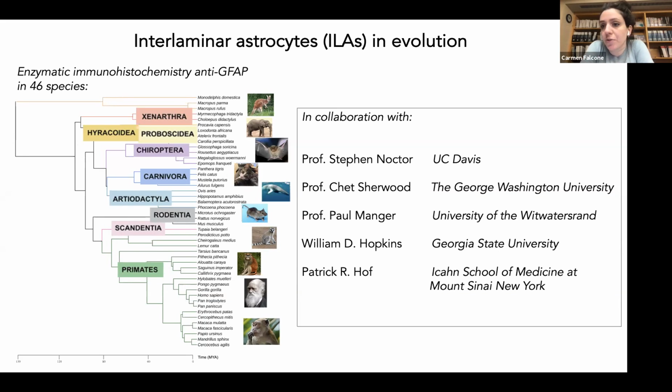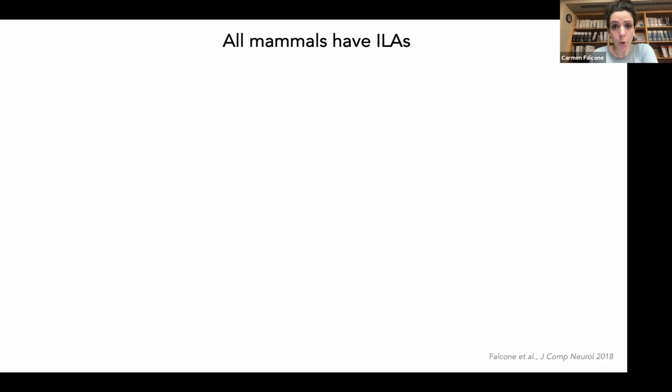So what we did was a very simple thing. We stained sections from comparable anatomical regions with anti-GFAP, which was the protein that we knew they expressed, and then we went to look in layer 1 to see if we could find them and if we could see these long interlaminar processes. What we found at the beginning was pretty astonishing: all the mammals actually have a certain type of interlaminar astrocytes. So there is always something that resembles interlaminar astrocytes in layer 1.